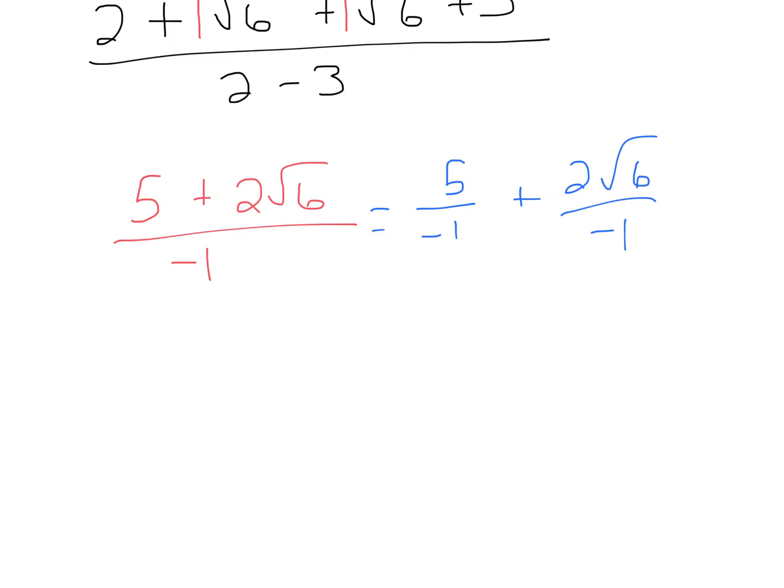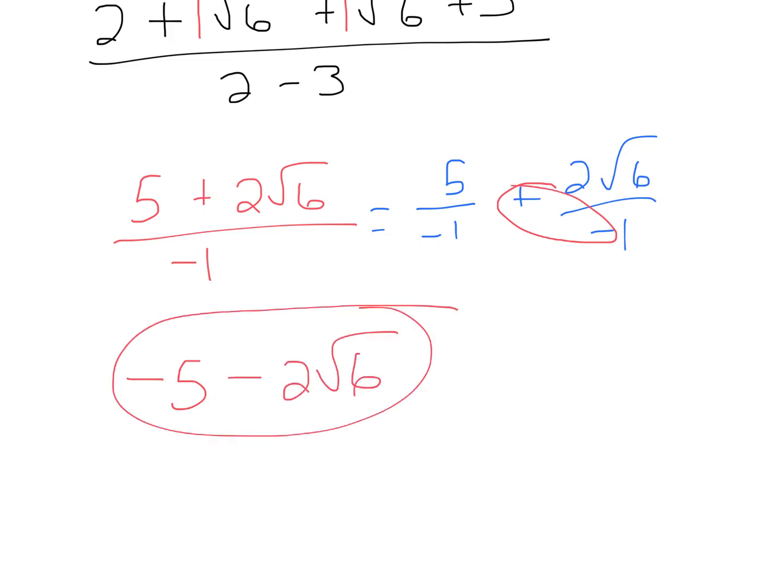So what we're going to do is bring the negative upstairs. We're going to get negative 5 double negative minus 2 radical 6. Alright, there's that one.